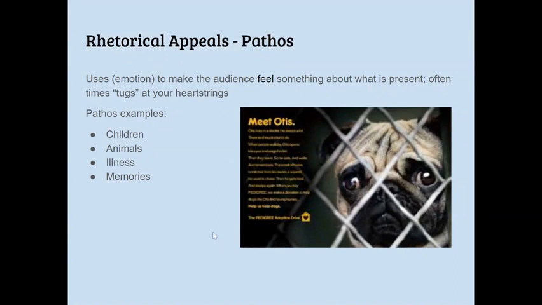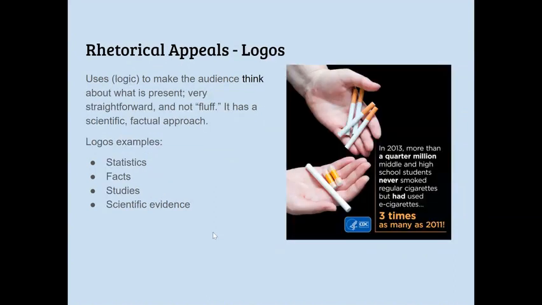That is pathos. And the last one that's easy to remember, or probably the easiest, is logos, because it uses logic to make you think about what it is they're saying. So this is when I state all the facts out to you straight up. For example, statistics, facts, studies, and scientific evidence are examples of logos.